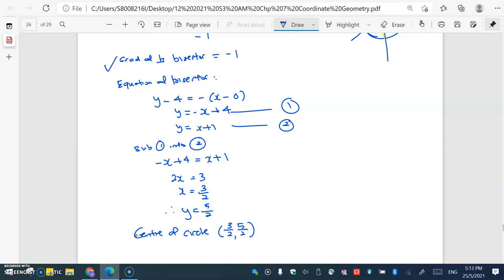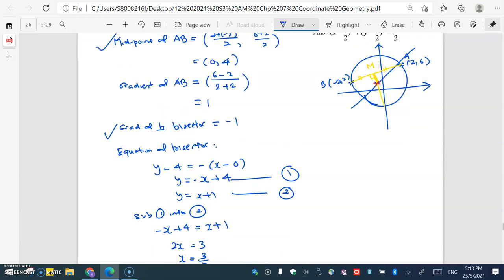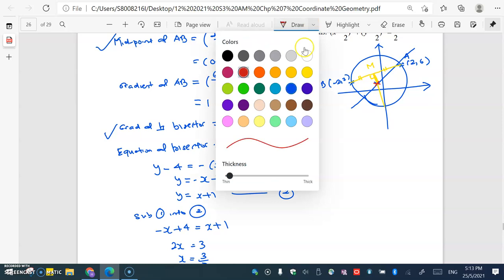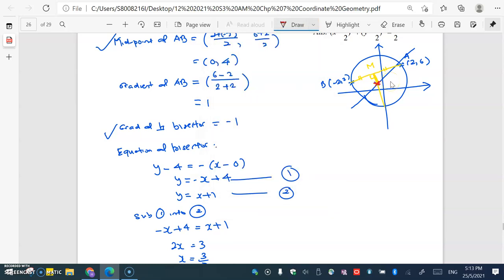I am asked to find the equation of the circle. Knowing the center of the circle is just one step. I still need to find the radius. So how to find the radius? Let's go back to the diagram again. Now that I know the red center, I need the radius. I can actually choose a point on the circumference and find the distance over there.